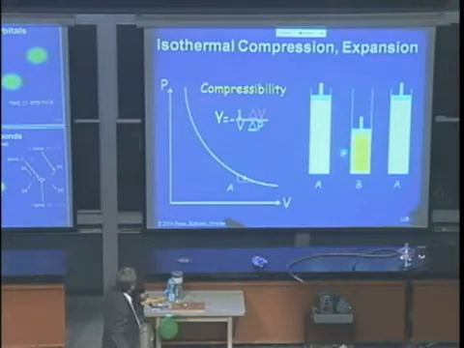Now here, this would be this case here. This was the first case. This case here would be the volume change. This requires a larger pressure change already. And the curve gets steeper here, as you see that.